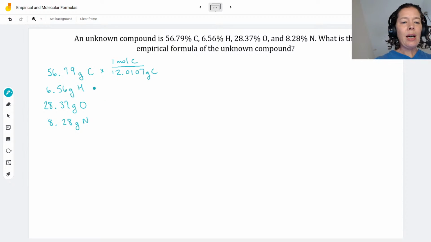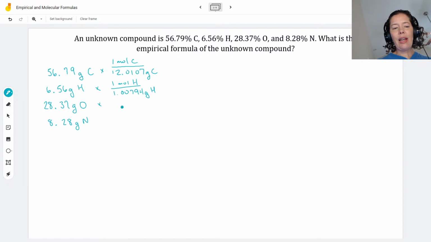Okay, let's just do this for all of these, and then I'll write down what these answers are. So for hydrogen, we're going to multiply by the molar mass of hydrogen, so that is 1.00794. We're going to do the same thing for oxygen. I have made these a little bit too close together. I am sorry.